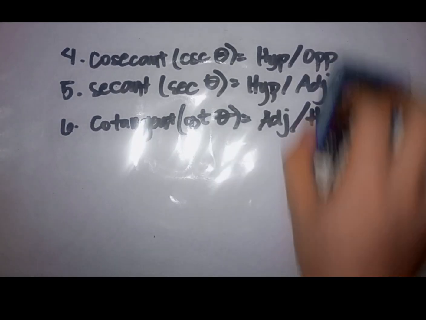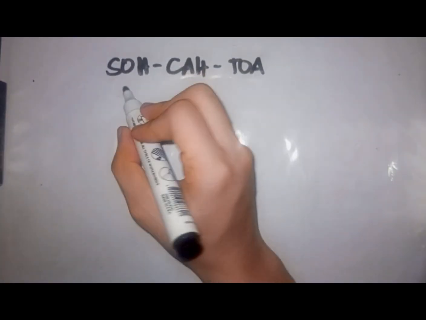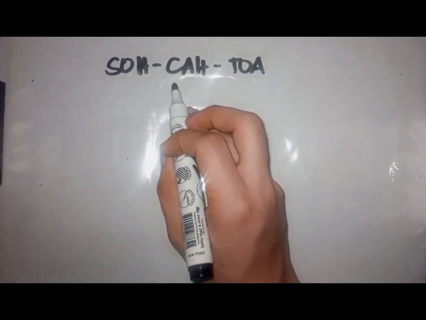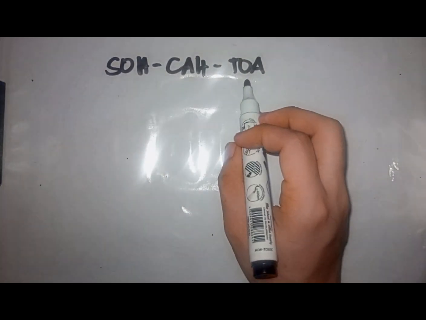easier, we have here, for the primary ratios, SOH CAH TOA, which means sine is equal to opposite over hypotenuse, and cosine is equal to adjacent over hypotenuse, and tangent is equal to opposite over adjacent.